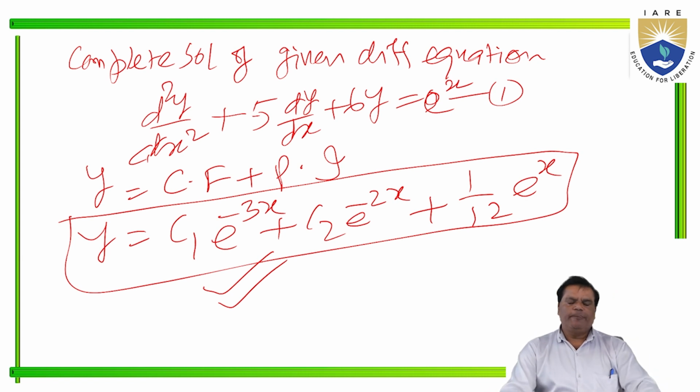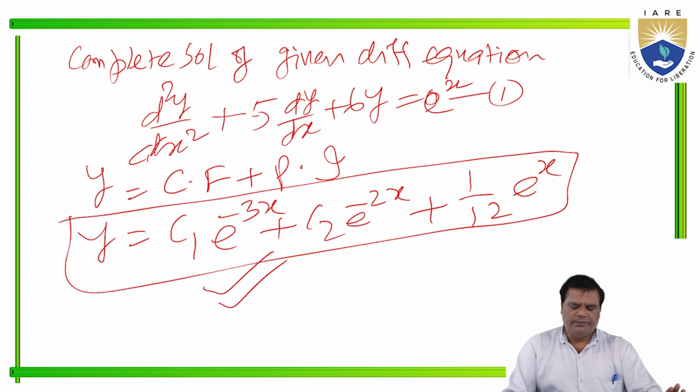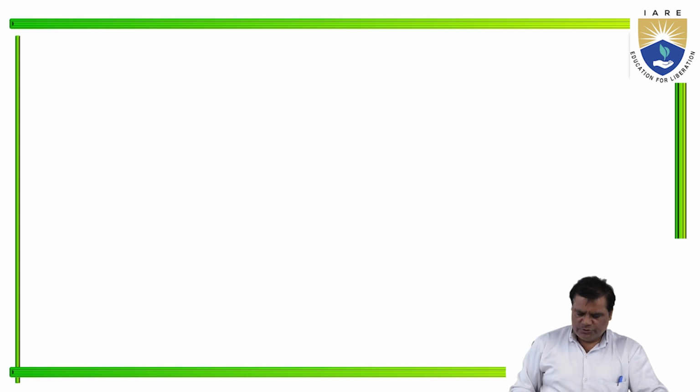So I am telling you, if Q is e to the power ax, then the particular integral formula is 1 upon F(D) into Q, and in F(D) putting D equal to a. In our question, putting D equal to a, we put F(a), but F(a) must not be 0. Then the particular integral is complete. Now I am giving the next example based on this question.